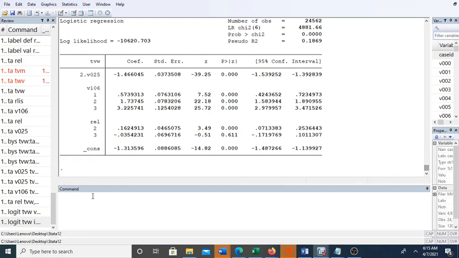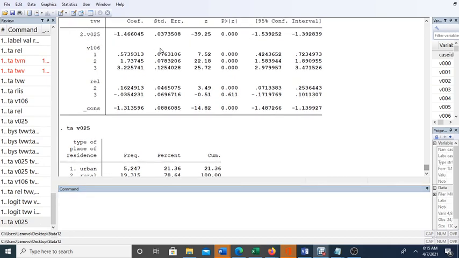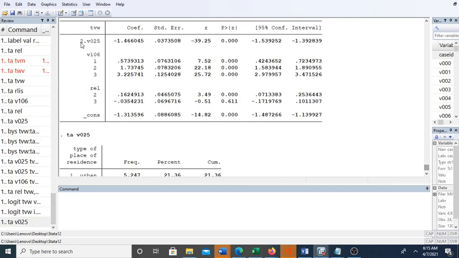So these ones, if you can tab V025, like that one, you can see the 2 is urban and 1 is rural. So what it means at this point is, this particular 2 means that you are only showing results for urban compared to rural. The one which is silent, we call it the reference category.